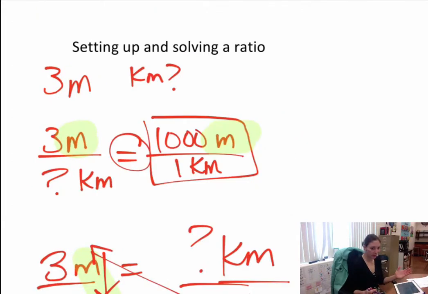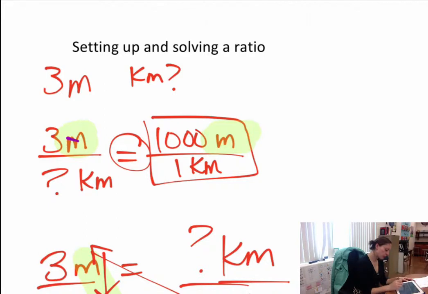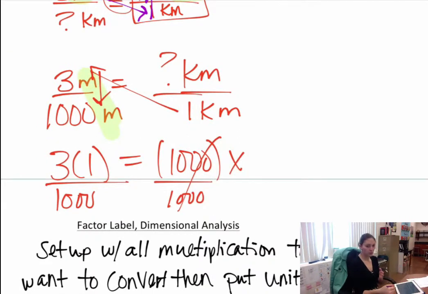What people normally do is this top one. You would take 3 times 1 and divide by 1,000. Or just set it up and equal, right? Multiply, equal, multiply. That's how cross multiply and divide works.